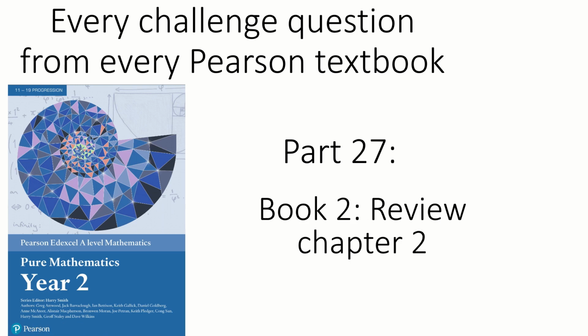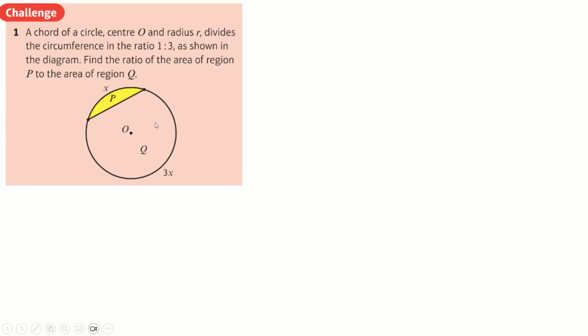Every Challenge question, part 27 is book 2, review chapter 2. First question about segments here. If this arc length is x and this arc length is 3x, this angle in here is clearly pi over 2 because the angle is proportional to the arc length that it creates. And this is, of course, 1 to 3, 4 parts in total. Divide 2 pi by 4 and you get pi over 2.